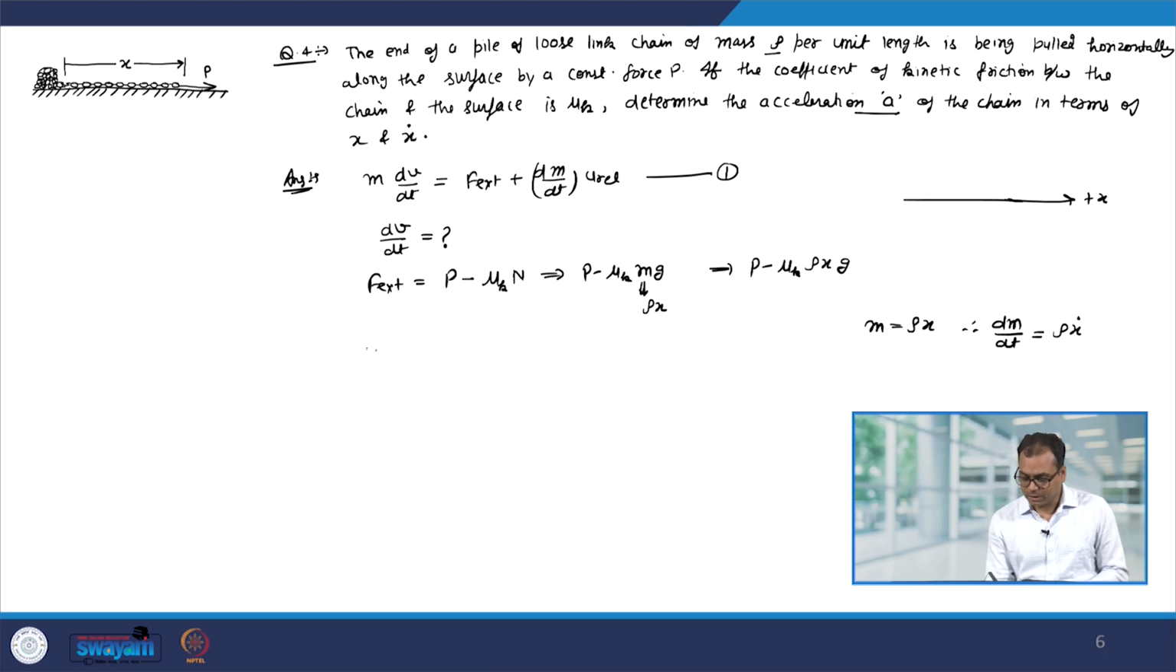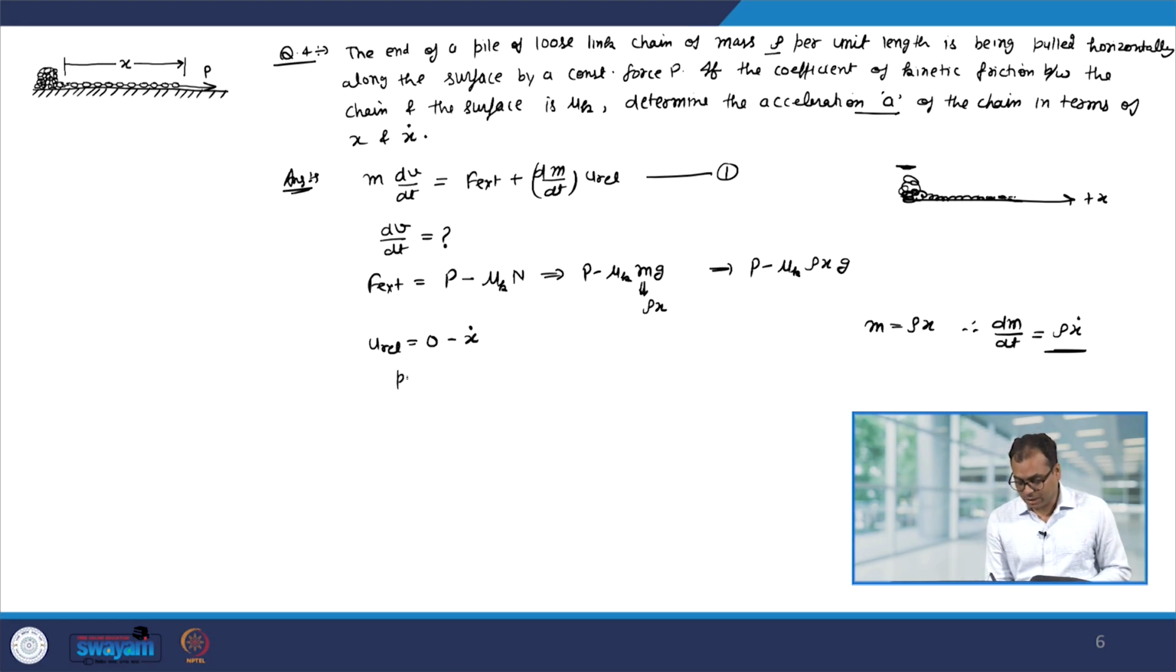Now, let us look at u rel, the relative velocity. It is the velocity of the smaller mass minus the bigger mass. Initially the smaller mass is kept at rest, therefore it will be 0 minus the velocity of the bigger mass, which is moving with velocity v. So it will be minus x dot.